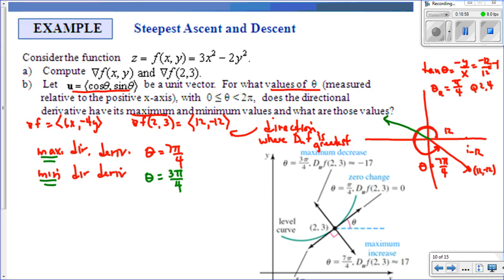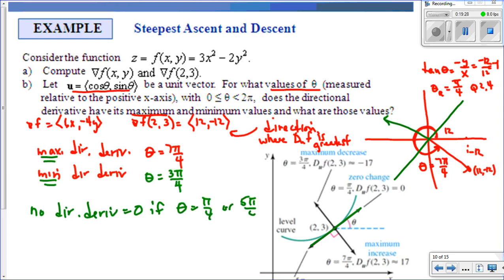Okay, now if we wanted to know, well, it doesn't ask, but if you want to know in what direction there would be no directional derivative, no change in the z values, it's going to be orthogonal to that, and that's just going to be going straight through here. So the directional derivative is 0 if theta was pi over 4 or 5 pi over 4.